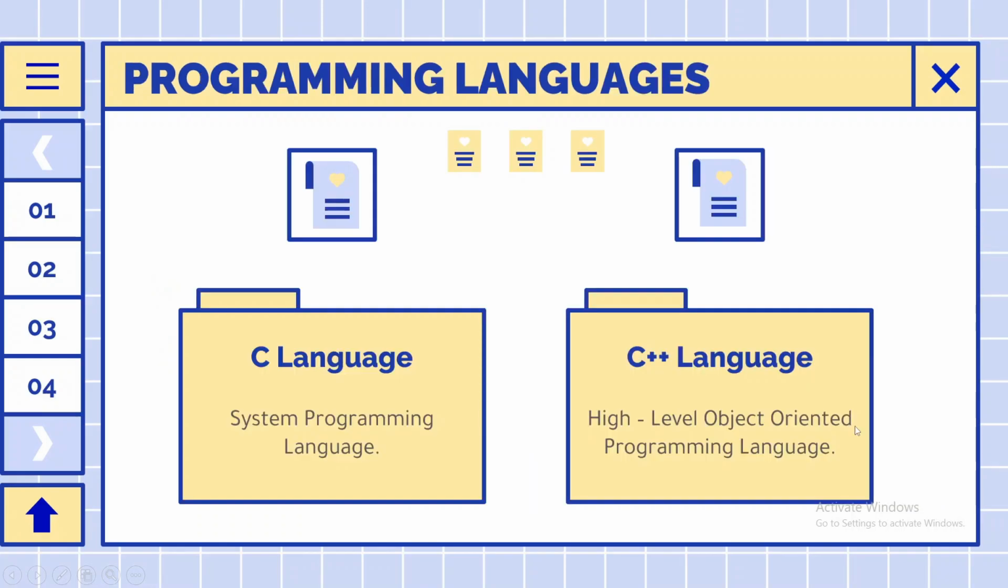Moving on, we see the programming languages which are used in this project, which are C and C++. C is mainly a system programming language which is mainly used in embedded software development, and C++ is a high-level object-oriented programming language which can also be used for the embedded software development purposes.